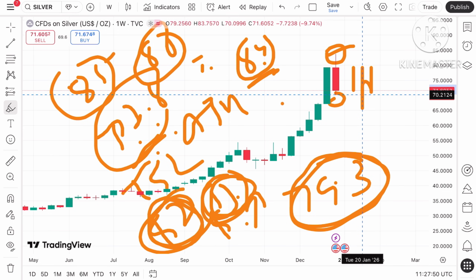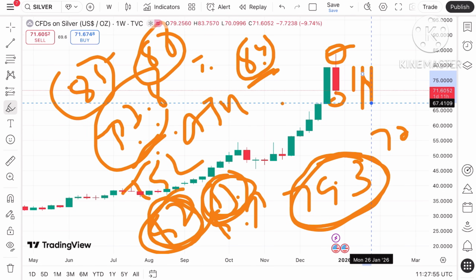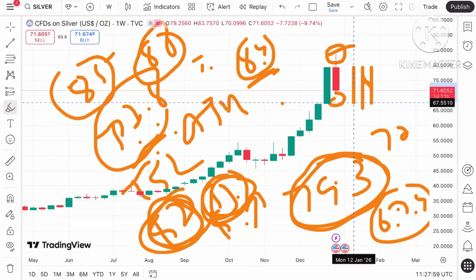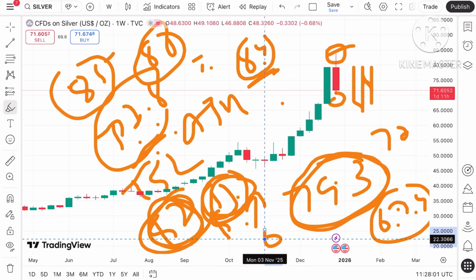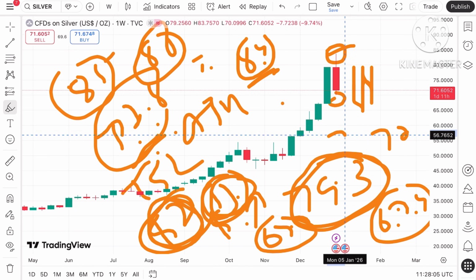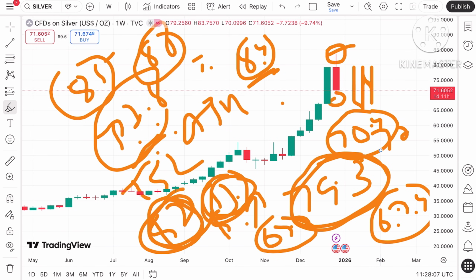Okay, but suppose it starts coming down, it can touch a level of 70.2, and once the price falls below this level, a chance of going towards 67.4 will be there. And if the price falls below this level, a further fall can be seen towards 64.7. Okay, so trail your SL when the price starts going below 70.4.